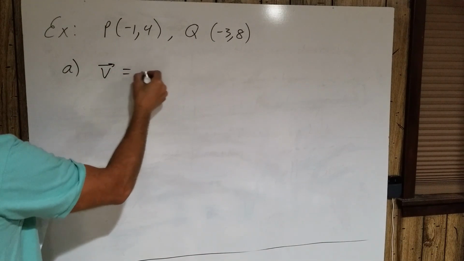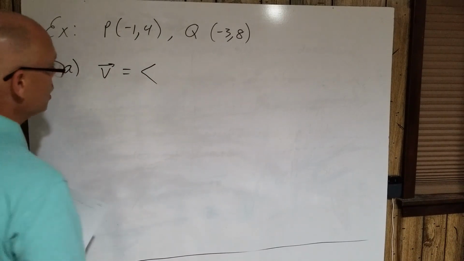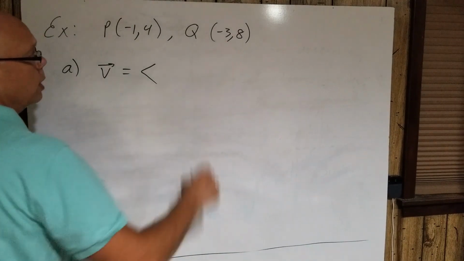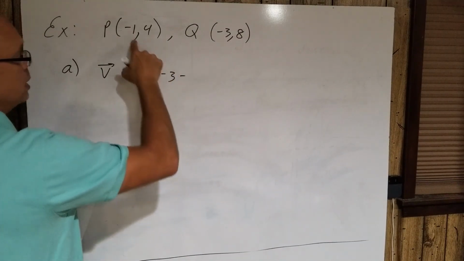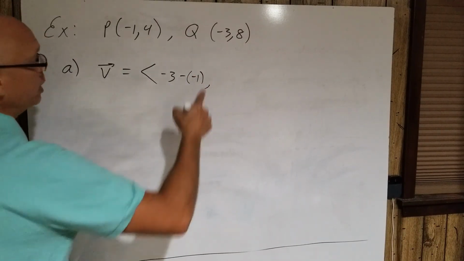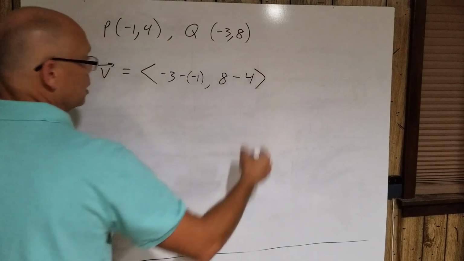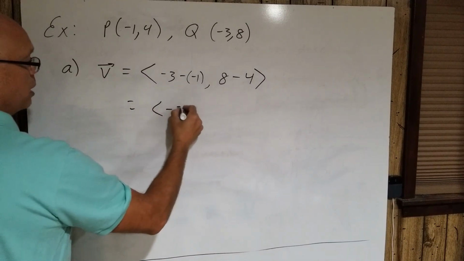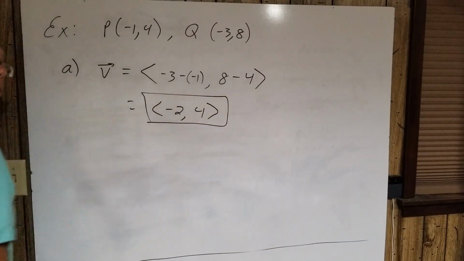So vector v is the numbers in this kind of notation. Now, what are those numbers? How do I find the component form? Well, I take the x value in my terminal point and subtract the x value in my initial point, comma, the y value in my terminal point and subtract the y value in my initial point, and just do the math here. So that's negative 3 plus 1, or negative 2, and 8 minus 4 is 4. So here's the component form of vector v.